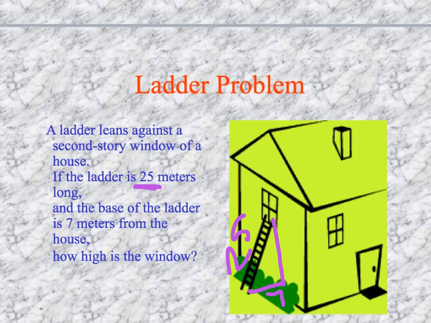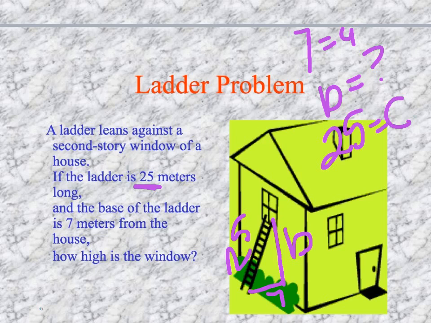So we want to solve for B. I'm going to say 7 is A. B, we don't know. And 25 is C. C always has to be the hypotenuse, the longest side. So we've got to solve for B. So we're going to plug these numbers into the formula. A squared, which is 7 squared, plus B squared, we don't know what B squared is, equals 25 squared.